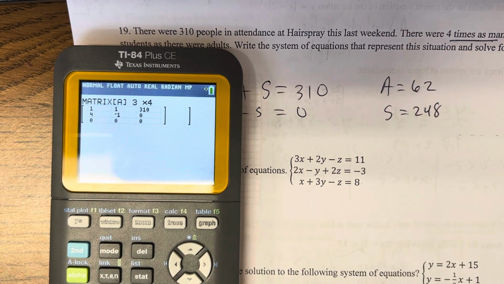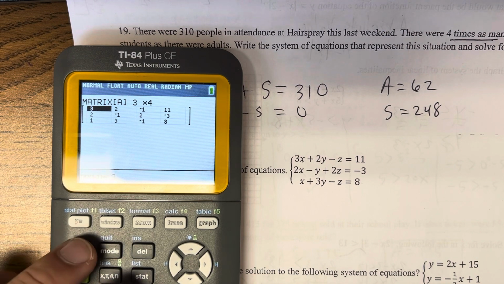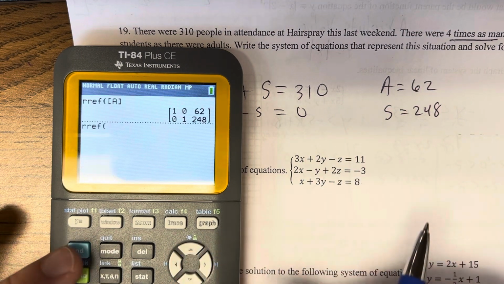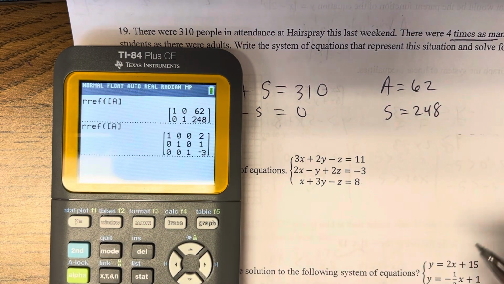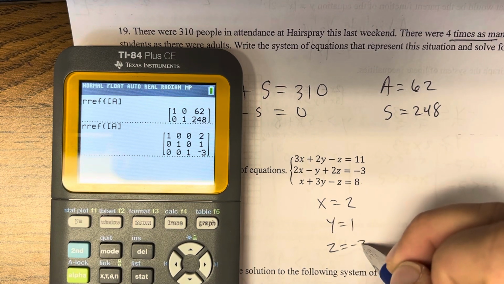And so this one's a 3 by 4. I got 3, 2, negative 1, 11, 2, negative 1, 2, negative 3, 1, 3, negative 1, 8. And then we want to do same thing. We want to do the RREF of matrix A. And so my X is 2, my Y is 1, my Z is negative 3.